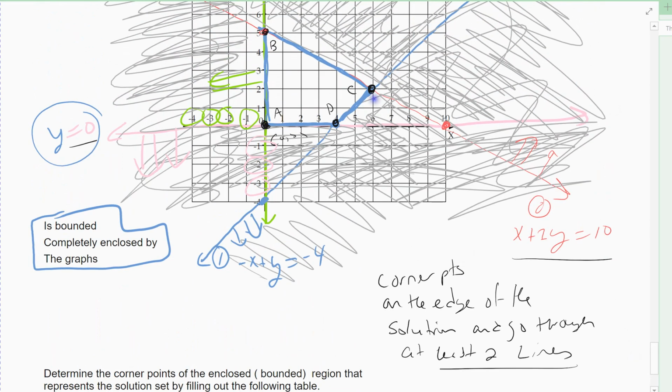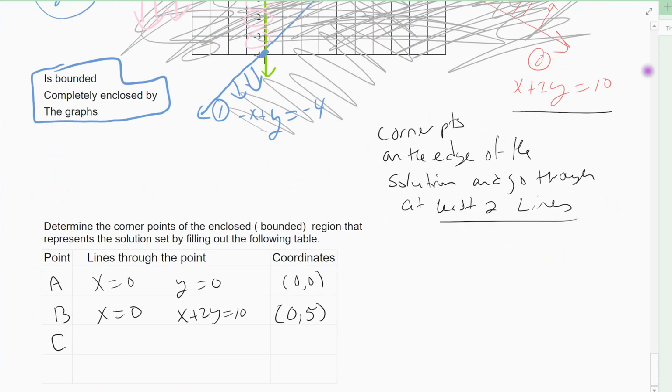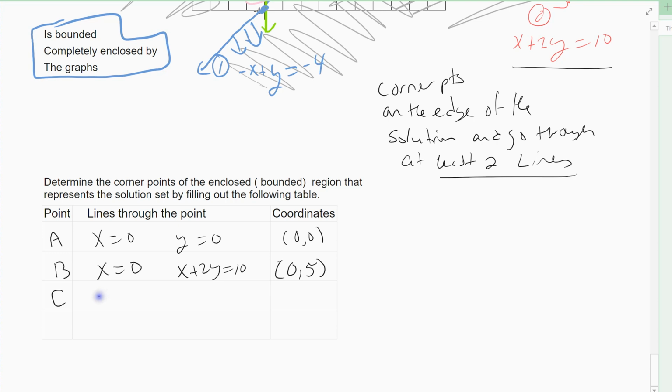C was the point here, which if I did a good job graphing it should, and I'm going to have to check it in case my lines didn't come out right. And so it looks like it's at 6, 2. So C looks to be at 6, 2, but I'm going to check it. It goes through the red line and the blue line, so it's going through the line x plus 2y equals 10 and negative x plus y equals negative 4.